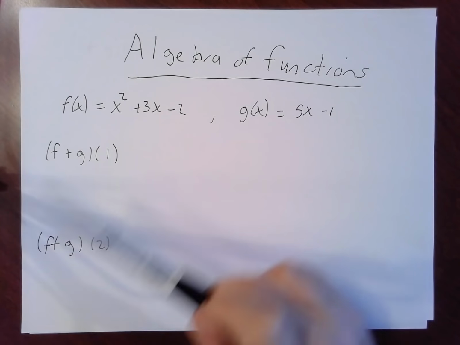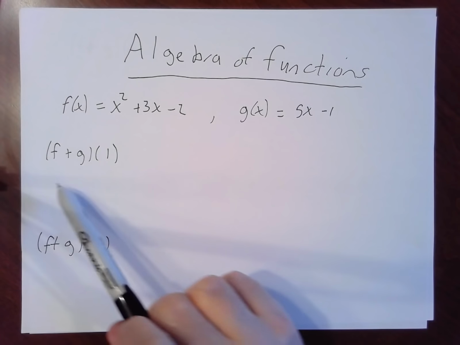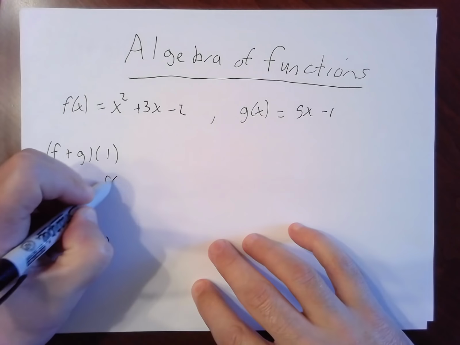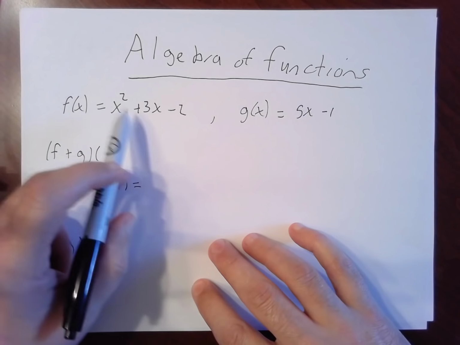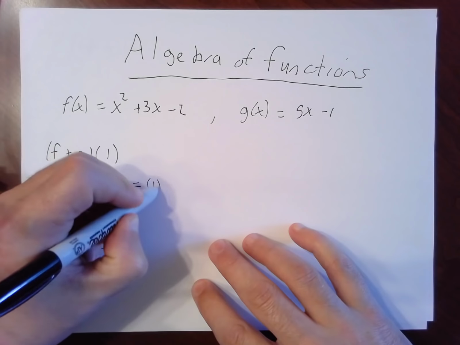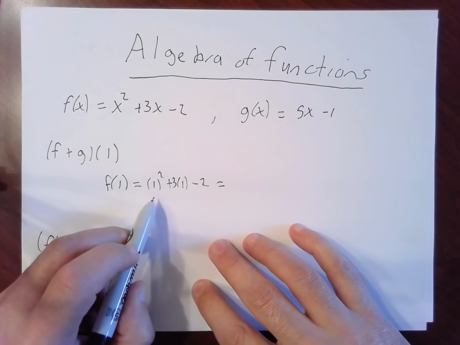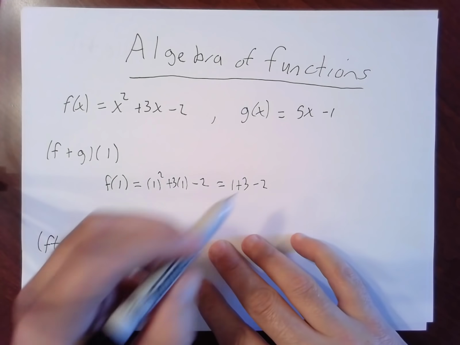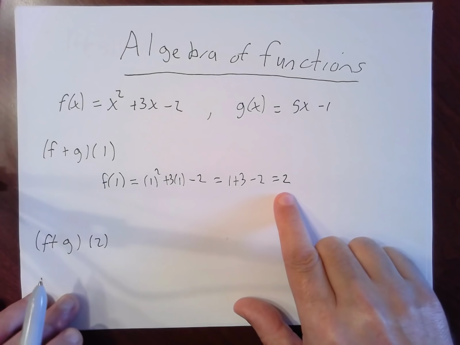f of x is x squared plus 3x minus 2. g of x is 5x minus 1. And somebody asked me to calculate f plus g of 1. That just means find f of 1, which we know how to do. Replace all the x's with 1 in the function named f. So 1 squared plus 3 times 1 minus 2, which should be 1 plus 3, which is 4, minus 2. I think we get 2. Check that. 1 plus 3 is 4, minus 2 is 2.